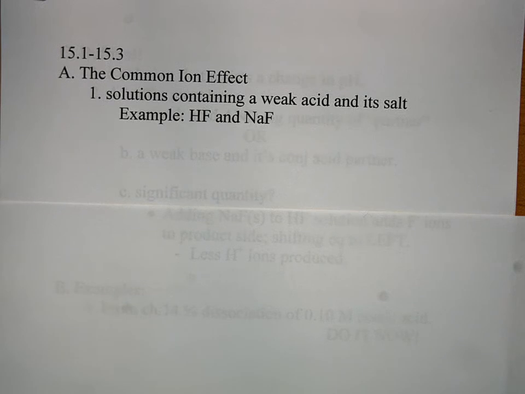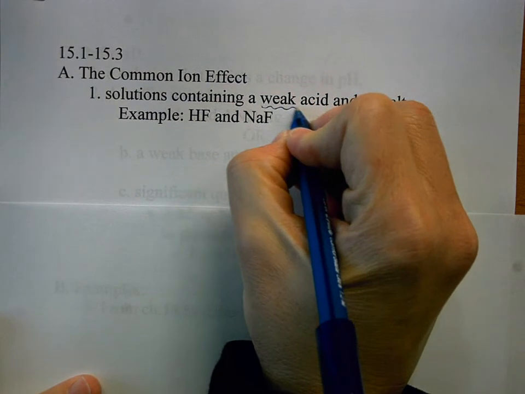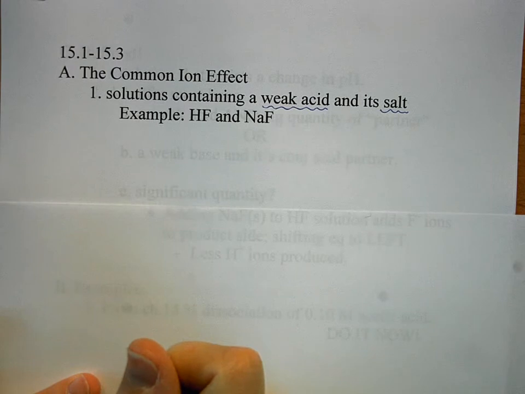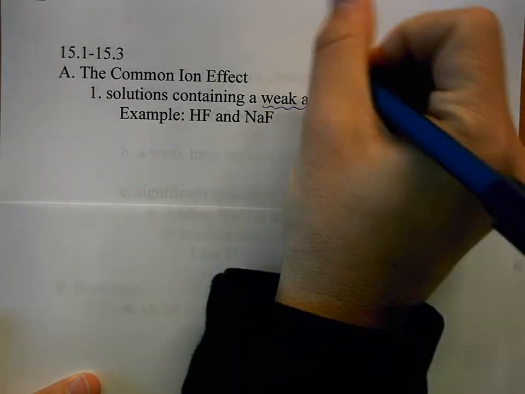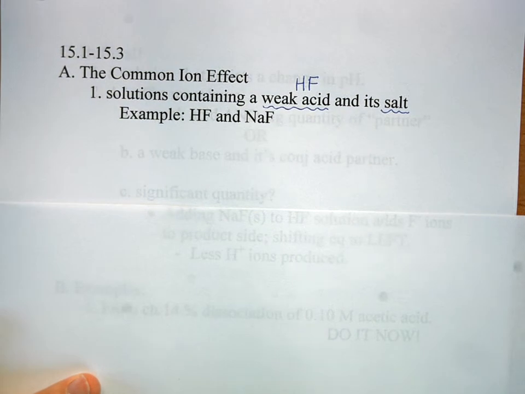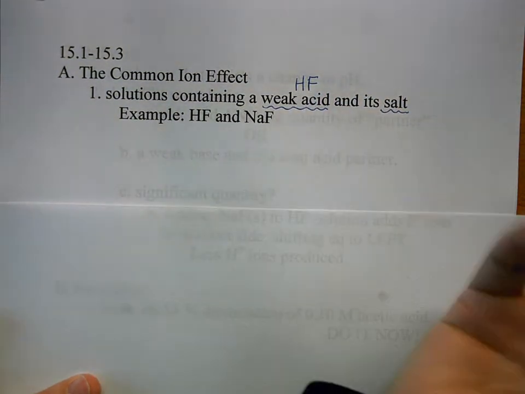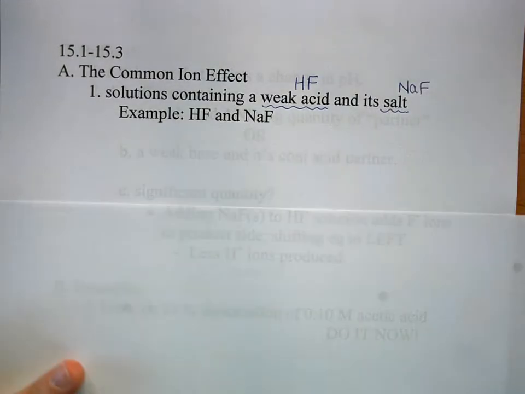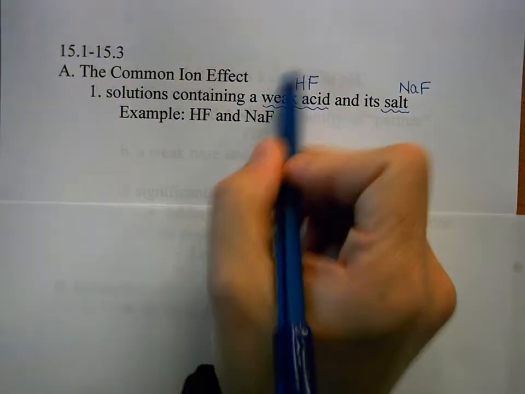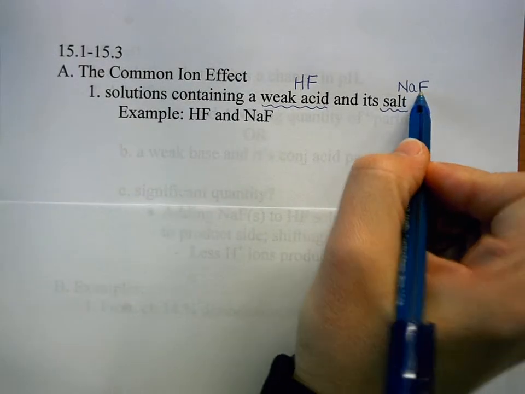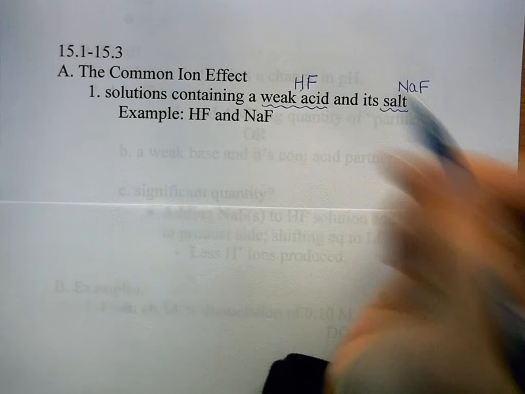Okay, what we're dealing with here with the common ion effect is solutions that contain a weak acid and its salt. What I mean by that is, for example, let's say we've got a weak acid, hydrofluoric acid. Its salt would be something that has a fluoride ion as the anion. So an example of the salt for that would be sodium fluoride, NaF. So that's a weak acid. That is its salt. Basically, the salt contains the conjugate base of this weak acid.